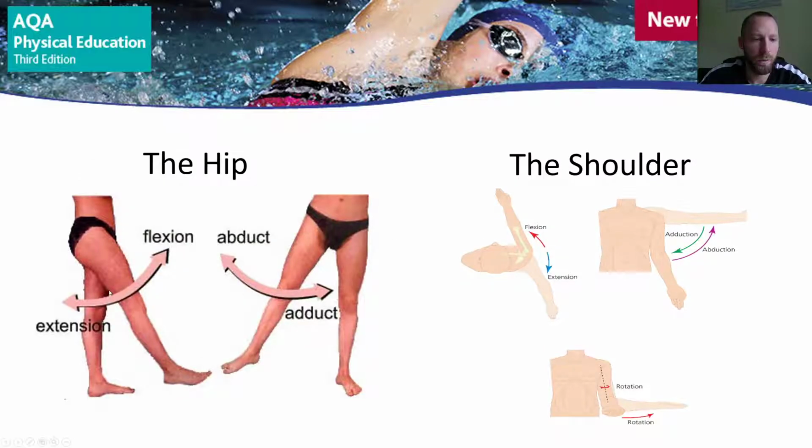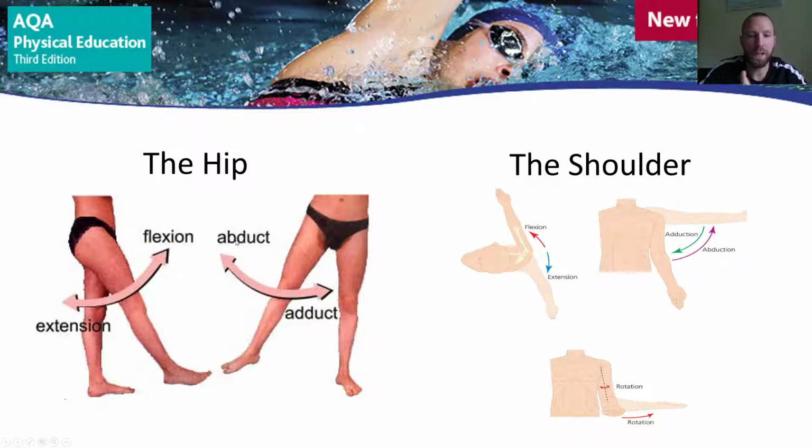At the hip, we can flex when we lift our whole leg up. We're flexing, so we're closing the angle at the joint, and extending, going back down, straightening the leg. You can see the angle is getting bigger, therefore it's extension.